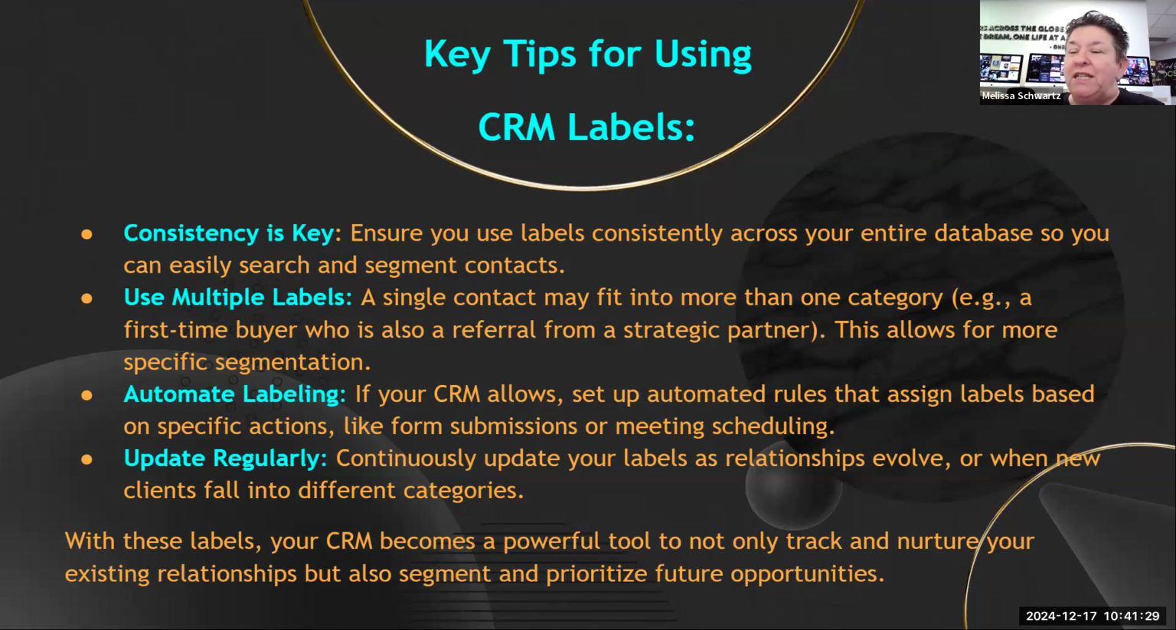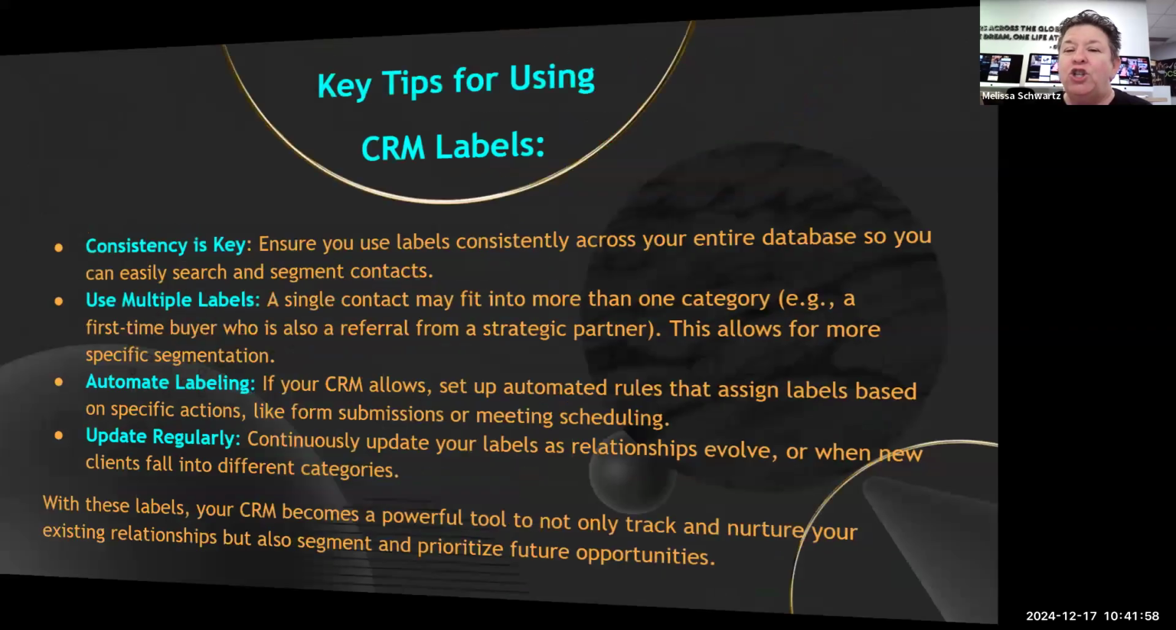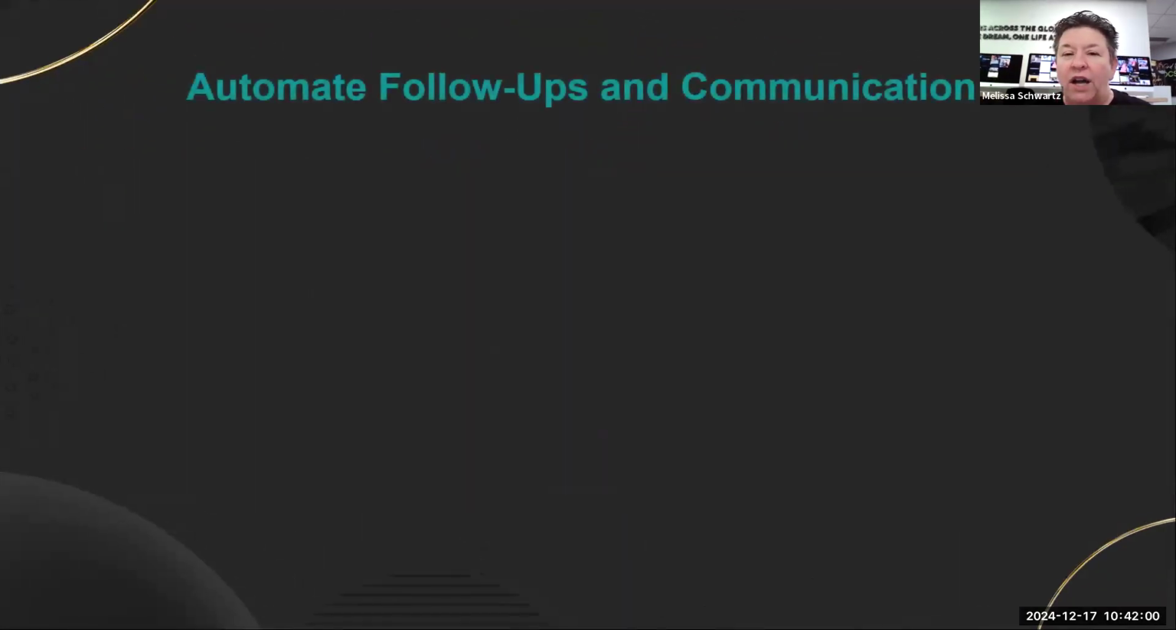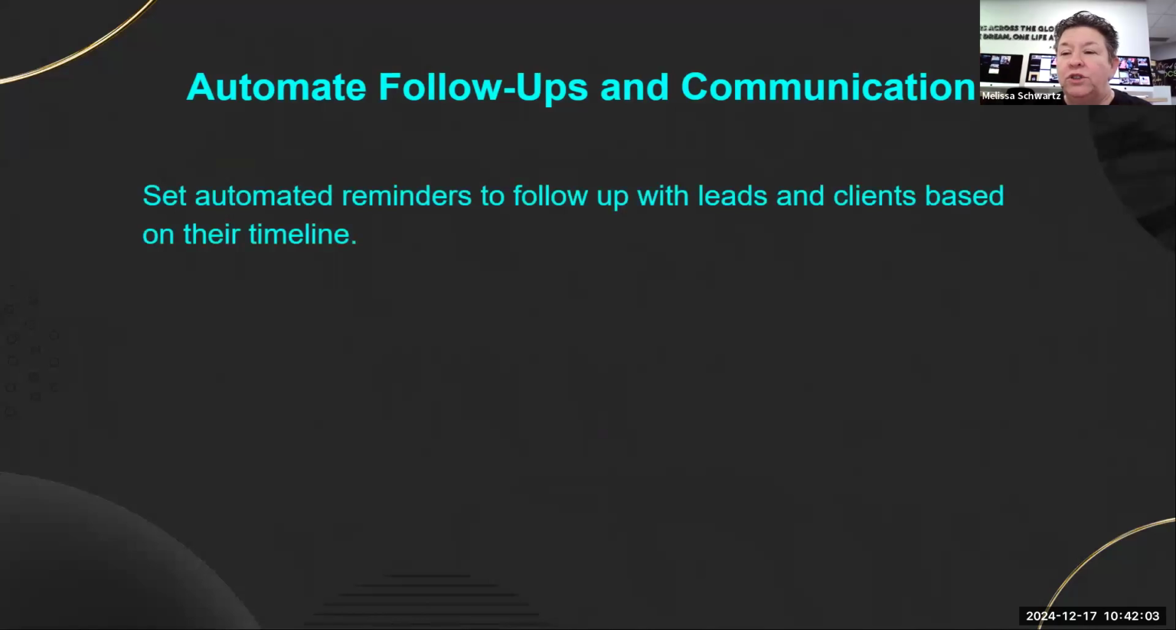Use multiple labels. Yes, you may have somebody that you met in an open house. They're also a first-time home buyer, and you want to make sure you have both of those labels so you can see the variables there, right? Now, if your CRM will automate some of this labeling stuff, that makes it a lot easier, right? Update regularly. You've got to be using your CRM. So if all these labeling ideas are overwhelming to you, put them to the side. Again, just focus on your database.